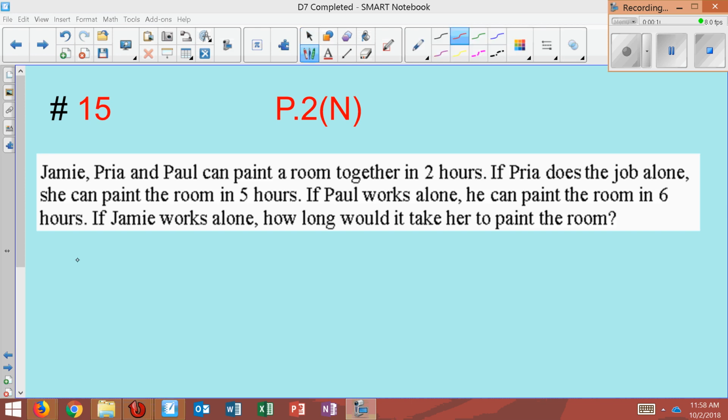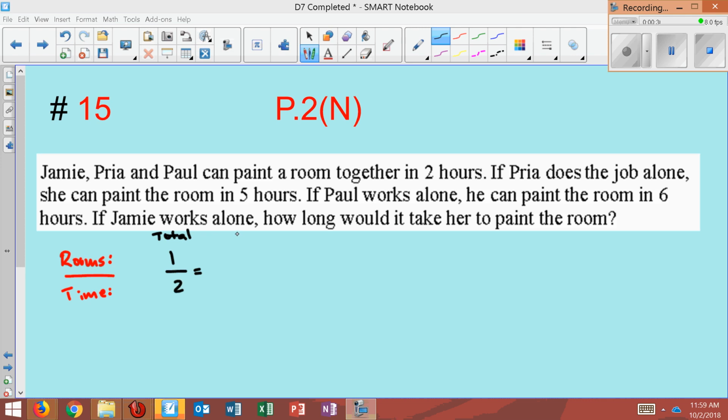Well, so here's how I'm going to set this up. I'm going to just do it by the number of rooms painted divided by the time it takes. So first, they gave us the total. They all can paint a room together in 2 hours. So one room in 2 hours. This is the total. Now, if it's the total, you would add the other people together.